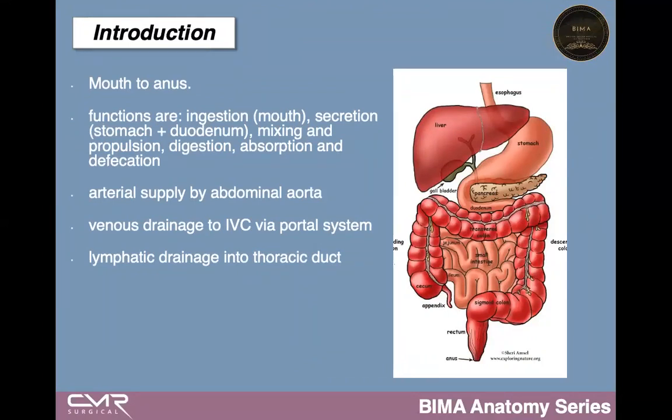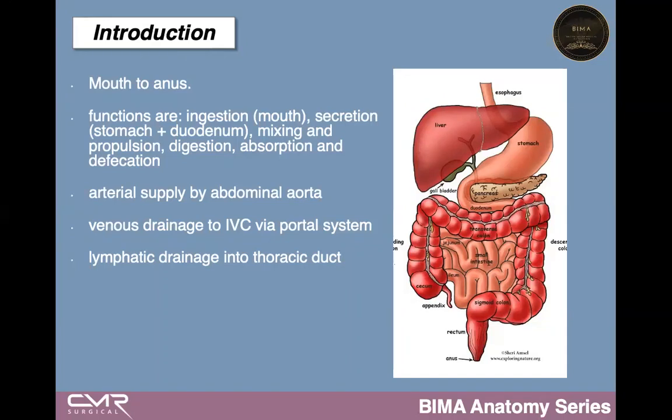Right. So a little bit of an introduction to the gastrointestinal tract. So obviously it starts from the mouth in the oral cavity, and it goes all the way to the anus. It has various functions. Many are quite self-explanatory. So obviously in the mouth, you've got ingestion, towards the stomach and duodenum, you've got secretion. And then further down in the tracts, you've got the actual digestion, absorption, and obviously defecation right at the anus.